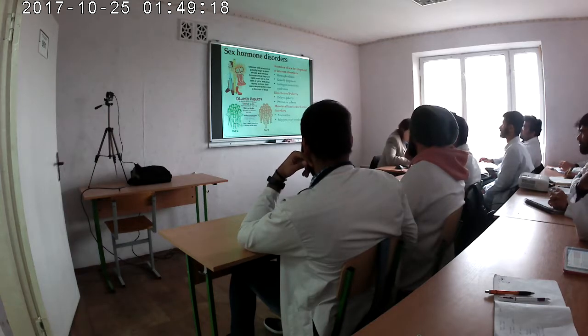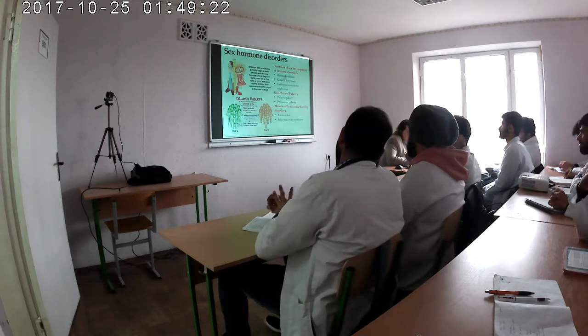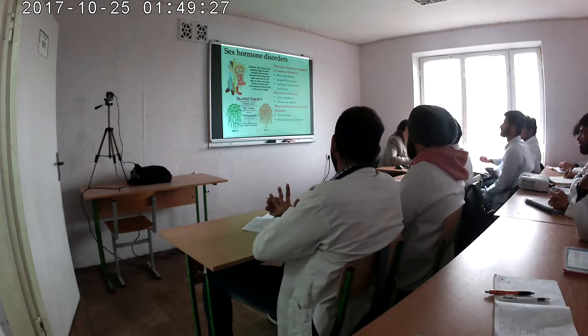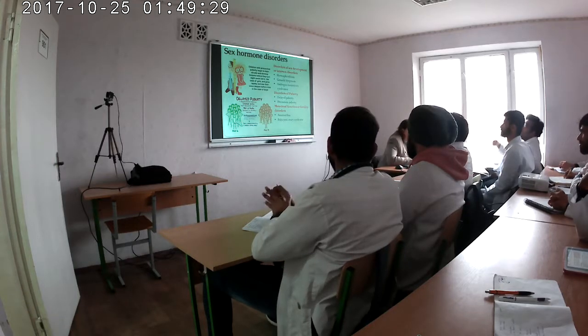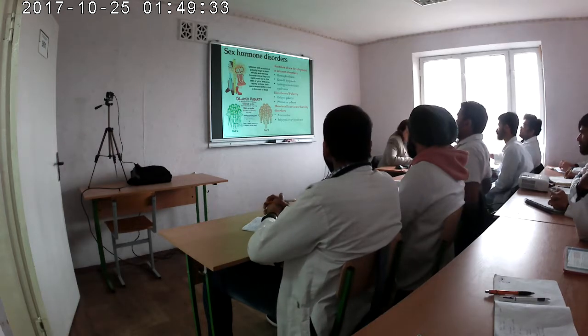Sex hormone disorders. Children with precocious puberty begin to menstruate and develop breasts before they turn 8 years old, in the case of girls, and grow rapidly and see their voices deepen before 9 in the case of boys.